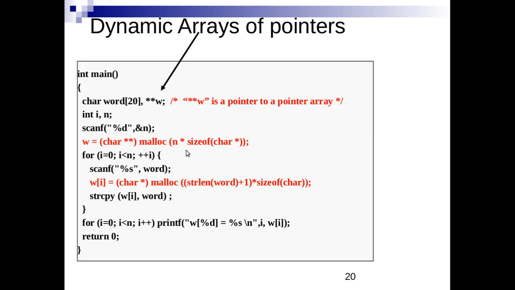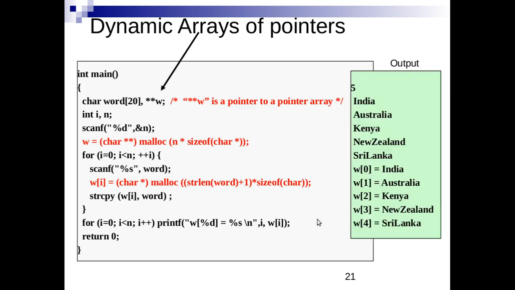In this for loop, you take in n strings. In an iteration, you store them in the character array word, then allocate enough space to hold that string, copy the string that you had taken in, which is currently in this array word, into this newly allocated memory, and finally in this for loop you print all the strings that you took in. And this is a sample input output.